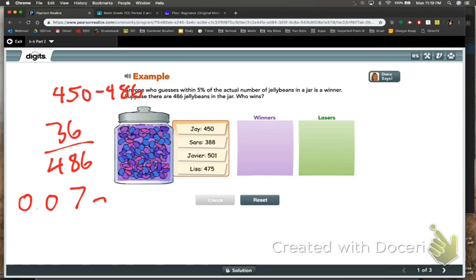And that ends up being 0.074. And we're just going to say it's approximately 7%. And J is not within 5%. So we definitely are going to put him right over here with the losers. Not that he is one, but rather it's not the right answer. So go ahead and try it for Sarah, Javier, and Lisa.